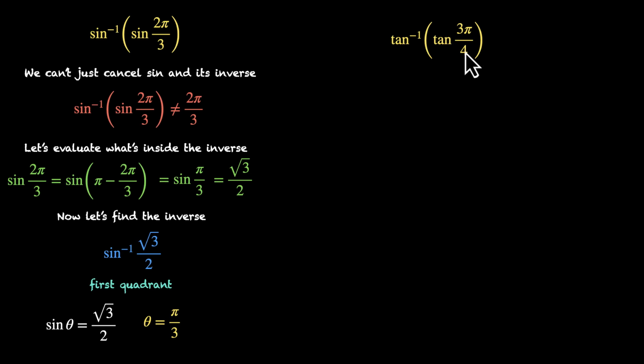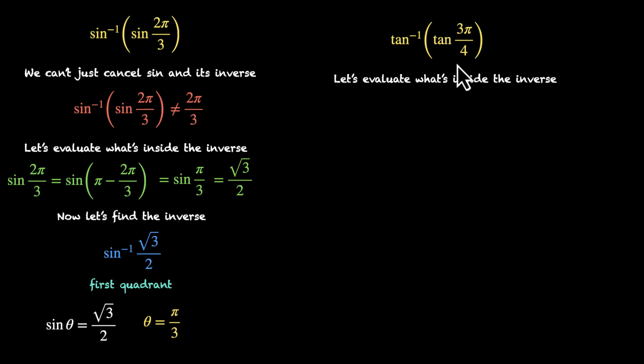Tan inverse tan of 3 pi by 4. Can we cancel tan inverse and tan? Think about it. Well, no, we can't, because 3 pi by 4 is in the second quadrant. And we can only cancel this if this angle is in first or fourth quadrant. That's the range for tan inverse.